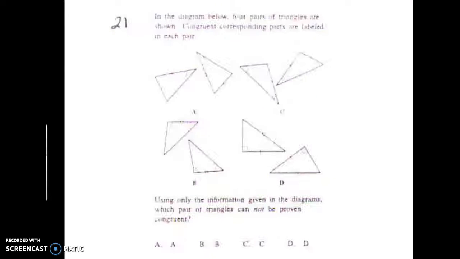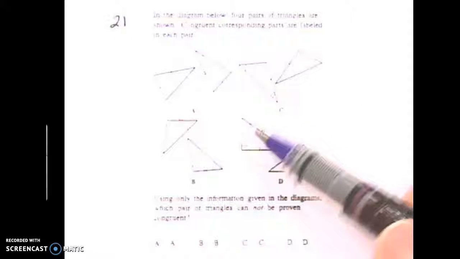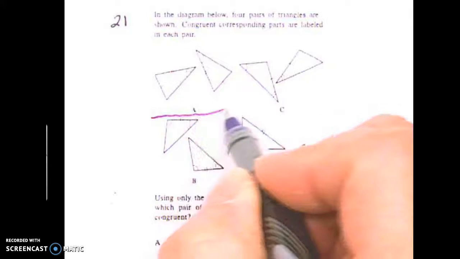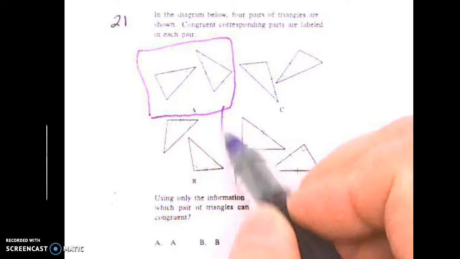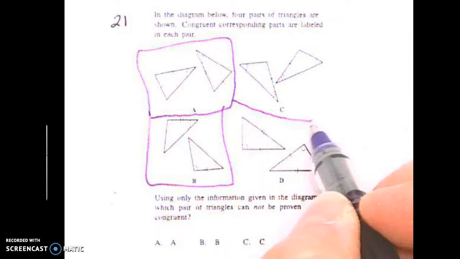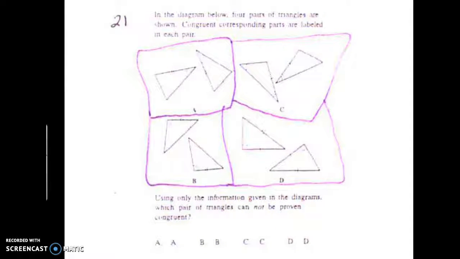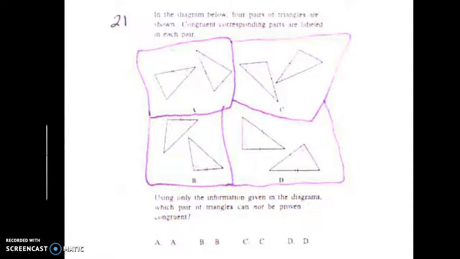In question number 21, I've got 4 pairs of triangles shown. In A, I've got these 2 triangles. B, I've got these 2 triangles. Part C, I've got these 2 triangles. And part D, I've got these 2 triangles. So those are the groupings of triangles. I know it's a little hard to see on the copy you have.